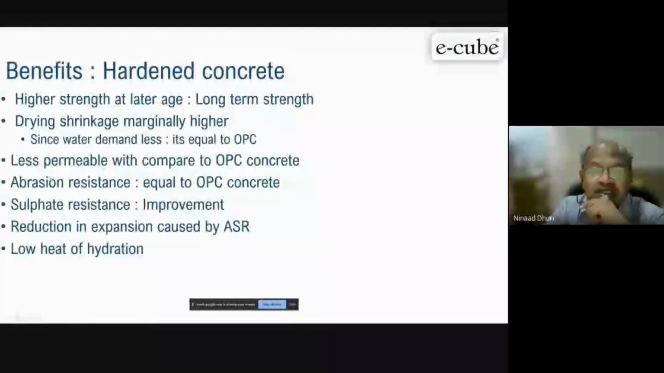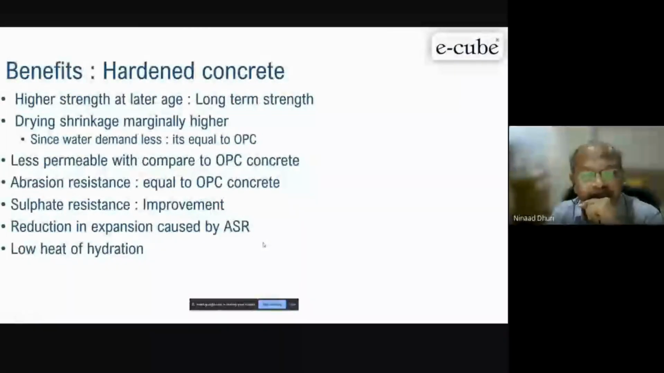Abrasion resistance is equal to OPC or slightly better than OPC because it again has glass content. Sulfate resistance is improved. Reduction in expansion caused by alkali silica reaction. So the amount of alkalis remains in 100% OPC. You can replace part of it with fly ash. So you are reducing the alkalis which are available for reactive aggregate. So expansion with alkali silica can be reduced.